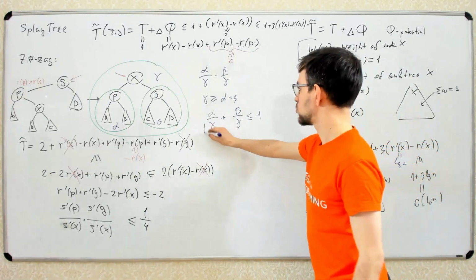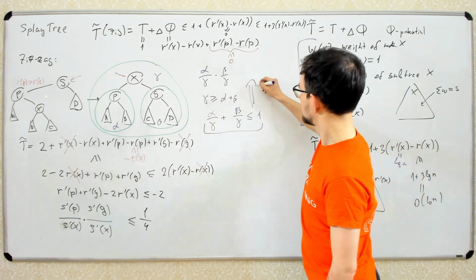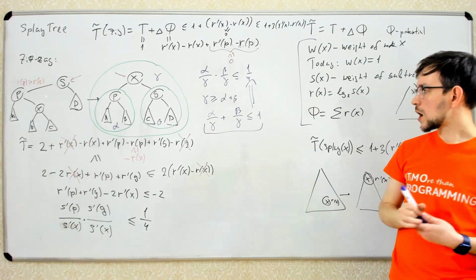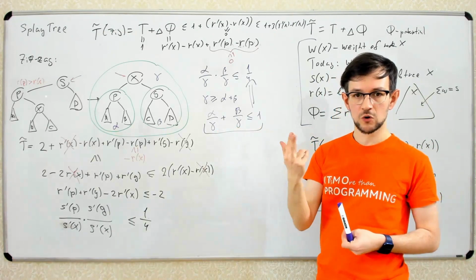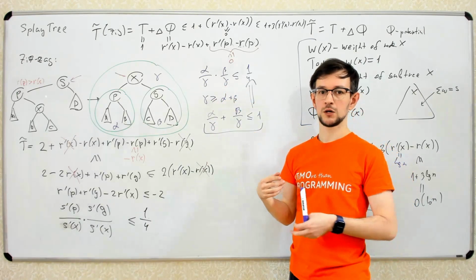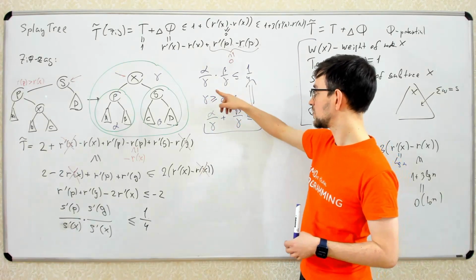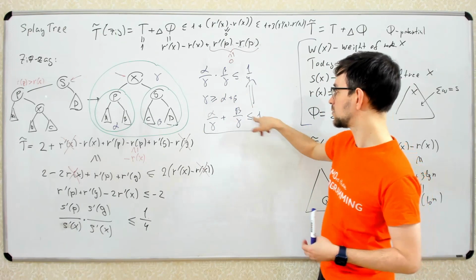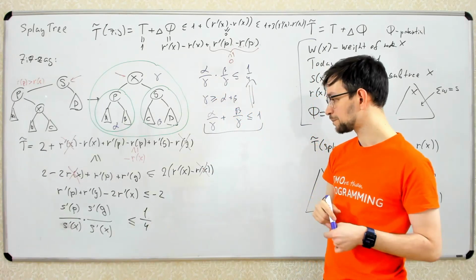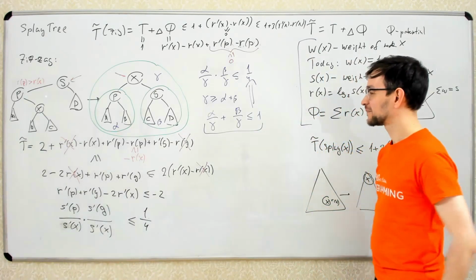And now I just claim that if you have two fractions, and the sum of these fractions is no more than one, then the product of these fractions is no more than 1/4. Why is this correct? Because the maximum of this product is reached when these two fractions are equal. So the product is maximized when I have two equal fractions. If the sum is no more than one, it means that both these fractions are no more than 1/2. It means that the product is no more than 1/4. That's the magic. That's all.